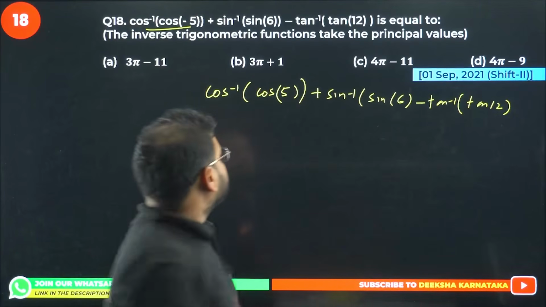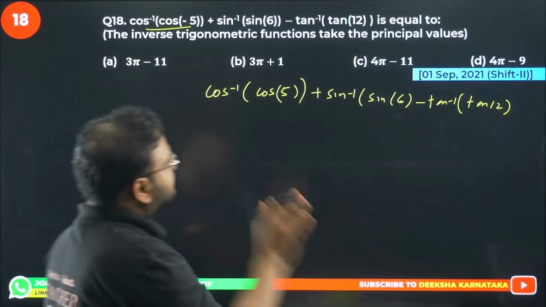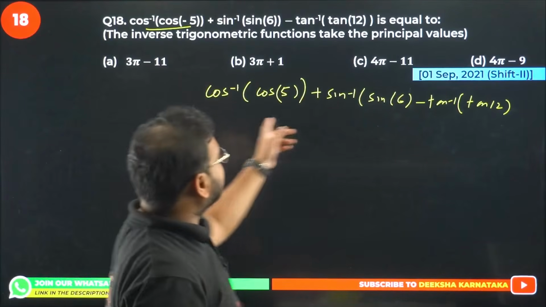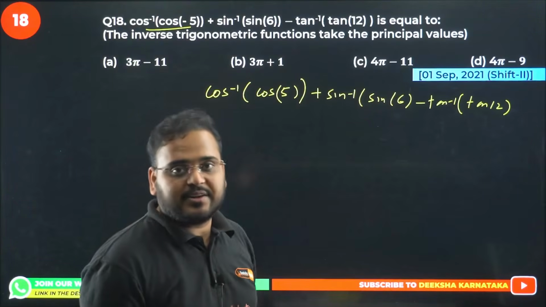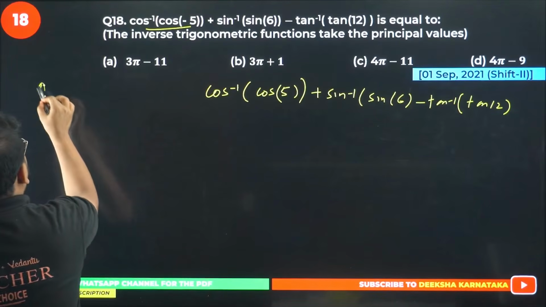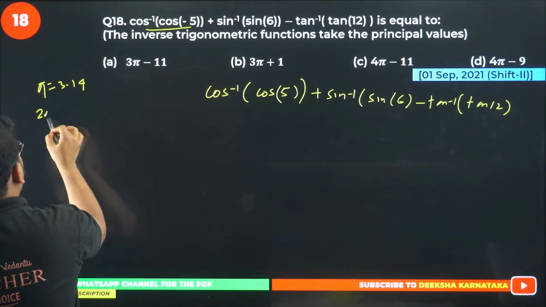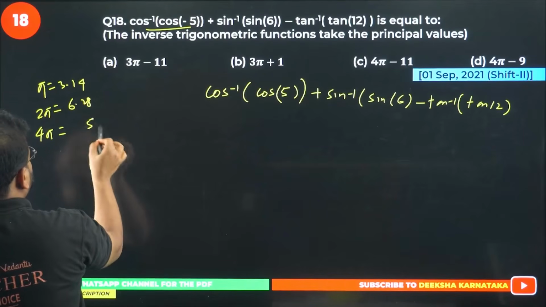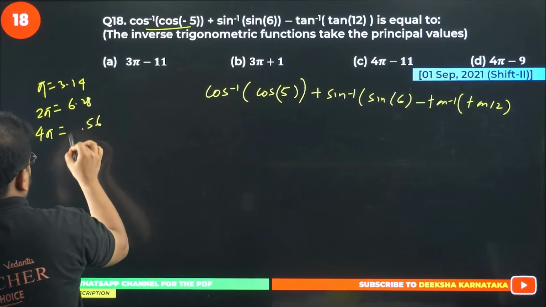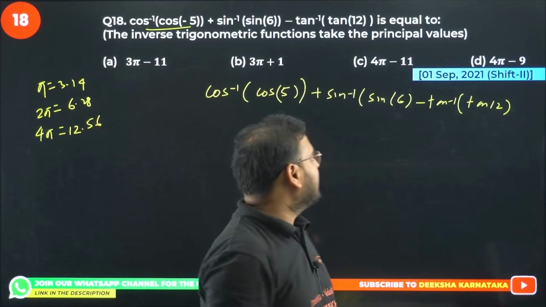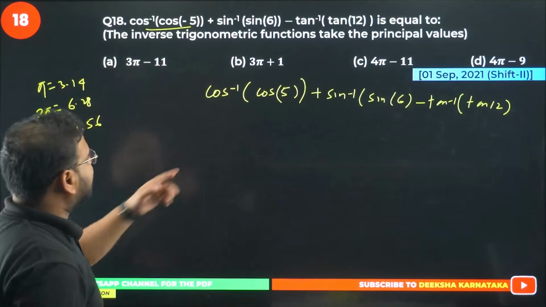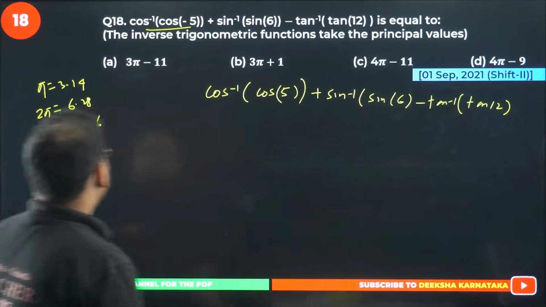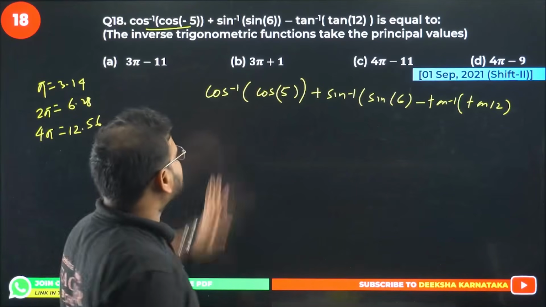Okay. They are saying that the inverse trigonometric functions take the principal values. Now the good thing is that all of this is given in terms of radians. 5, 6, 12 are all in terms of radians. We know that pi is 3.14. So 2 pi will become 6.28. 4 pi will become 12.56. So this 5 will be in the fourth quadrant, that also is in the fourth quadrant only. Okay, great. So now this will be very simple.